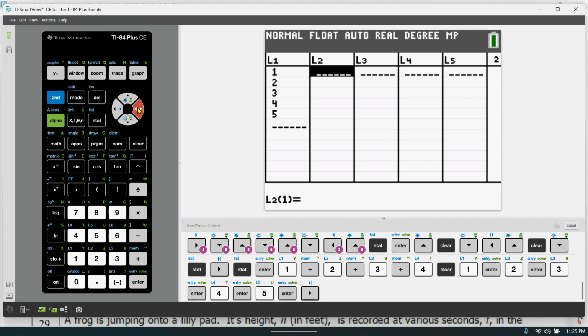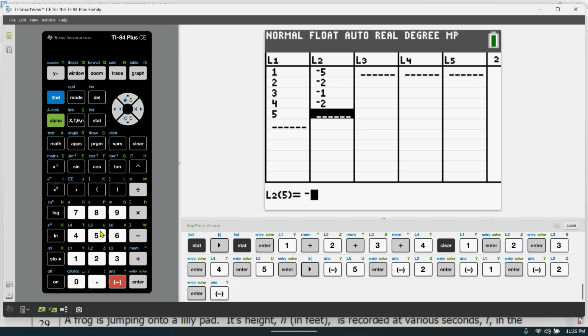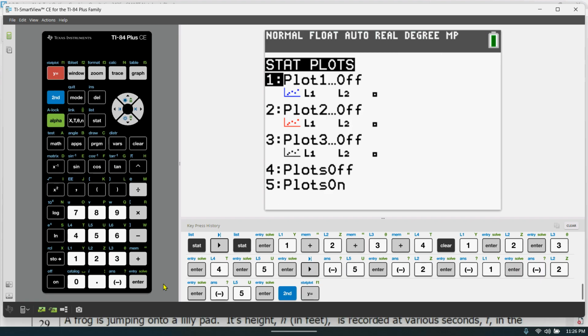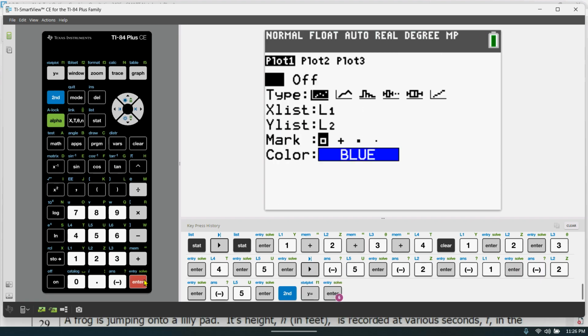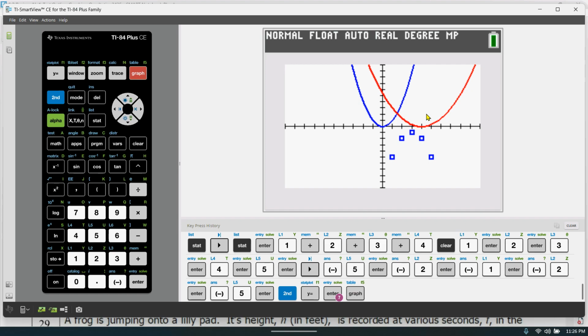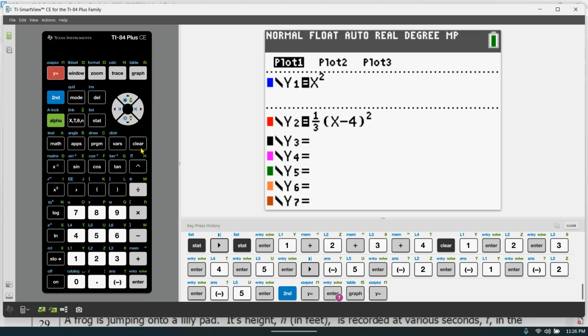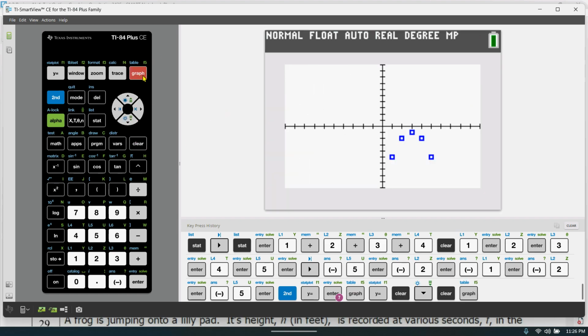And then when I come over, we have -5, -2, -1, -2, -5. Okay, I think I did that right. All right, so what we can do is we can plot the points if you want to see them. To do that, just to recap, you did second trace, you hit enter. We're just going to turn everything on, and we're going to go to graph. It has my old equations in here. I'm going to turn those off and go to graph, and then we can see those points.